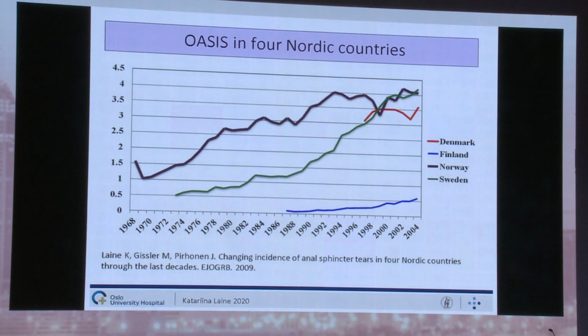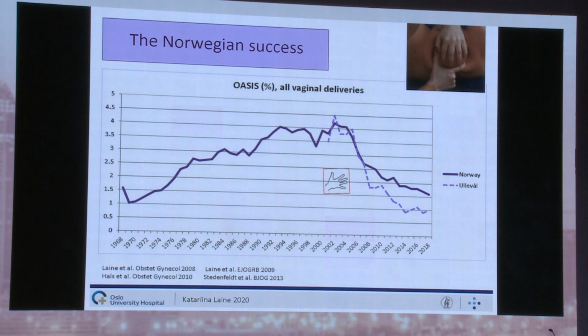This is how it looked in Norway. The purple line is Norway, and this is OASIS calculated from all vaginal deliveries. In 2004, our OASIS rate was 4%. And the health authorities criticized us, obstetricians and midwives, that you have to do something. This is not acceptable, since your neighbor country, Finland, has much lower prevalence. And we worked hard for many years, and now it looks like this. We have reduced the OASIS rate from more than 4% to 1.6% in Norway.